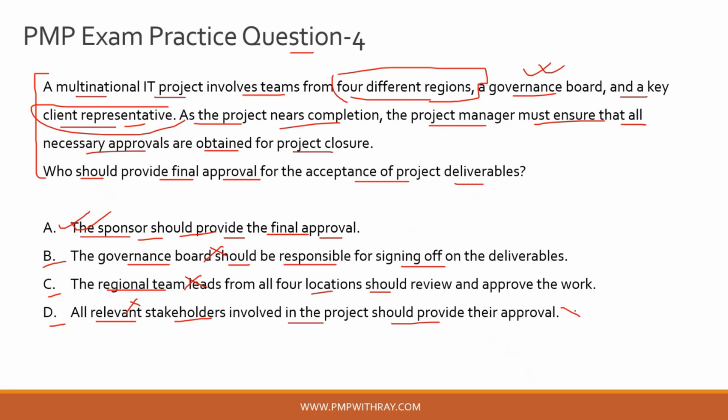And the correct answer to this question is option A, i.e. the sponsor who should be providing the final approval to the project deliverables. And if you go back to your process group practice guide, page number 201, as we have seen as part of solving this question, it is explicitly stated who should be the one approving the final deliverables of a project as part of the project closure process. So the correct answer to this question is option A.